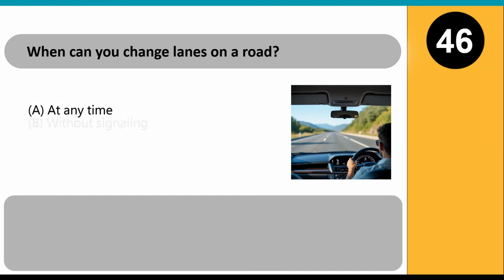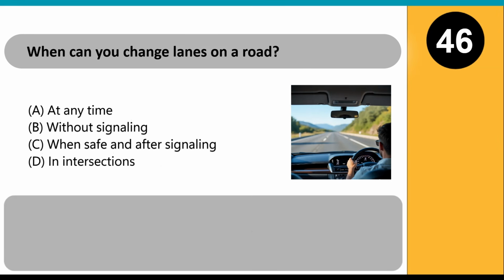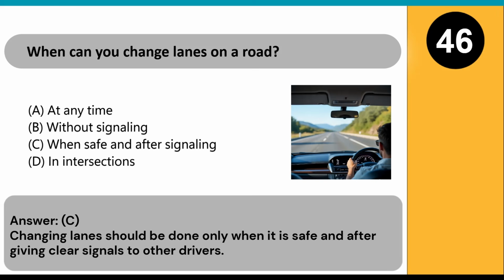When can you change lanes on a road? A. At any time. B. Without signaling. C. When safe and after signaling. D. In intersections. Answer: C. Changing lanes should be done only when it is safe and after giving clear signals to other drivers.